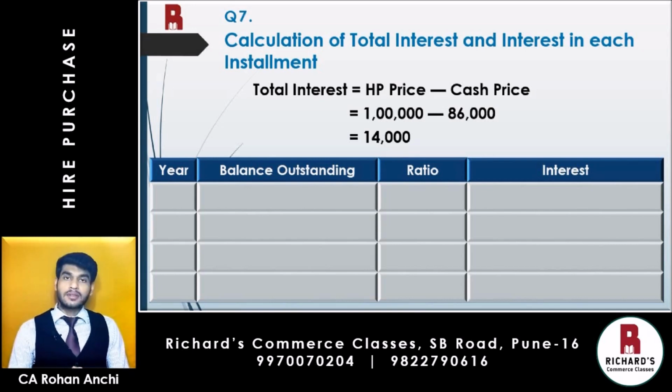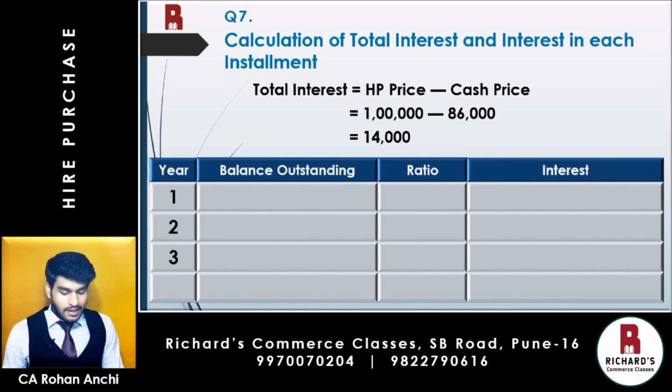How do we apportion this total 14,000 in 3 installments? What we will do is prepare a simple table in the following manner, wherein you have year, balance outstanding, ratio and the interest. Now there are 3 installments, 1, 2 and 3. What we need to do is get the balance outstanding at the stage of these 3 installments. Total HP price, total price of the asset to be paid is rupees 1 lakh in the beginning.